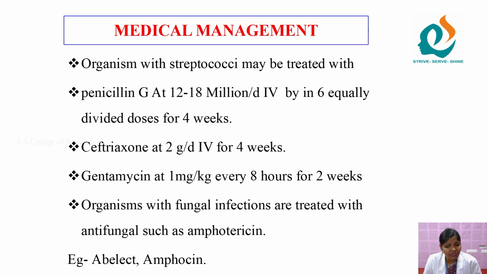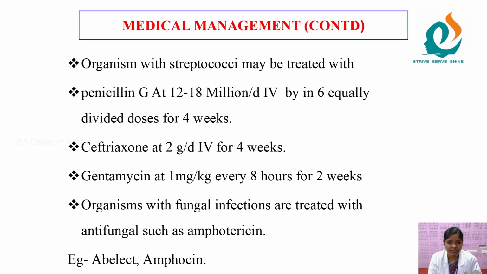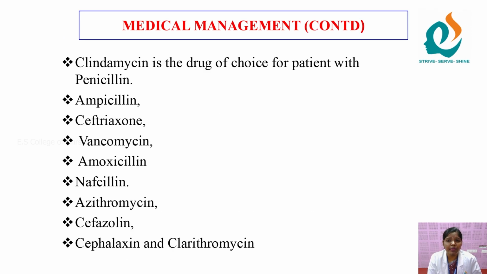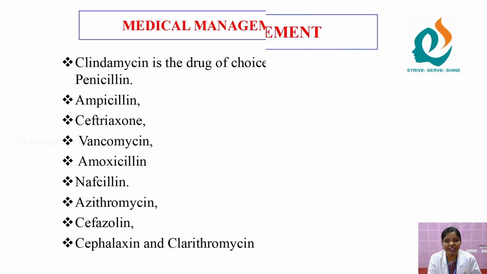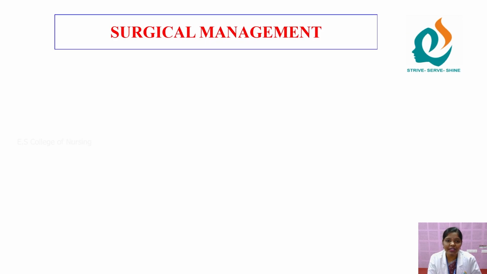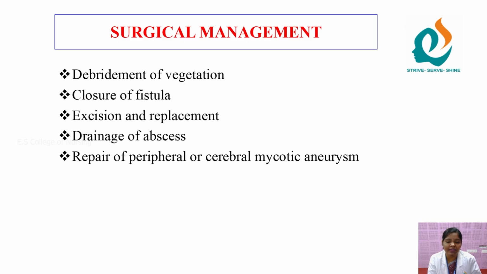Organisms with fungal infections are treated with antifungals such as amphotericin. According to the medical management, the antibiotics are clindamycin, penicillin, ampicillin, ceftriaxone, amoxicillin, nafcillin, azithromycin, cefazolin, cephalexin, and clarithromycin. Those antibiotics should all be prescribed for endocarditis. Next, we move on to the surgical management.